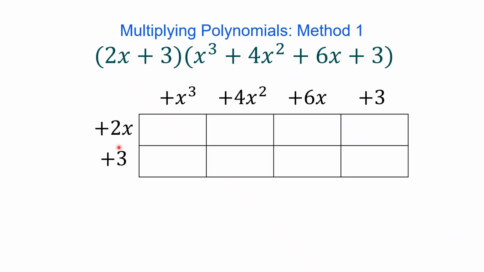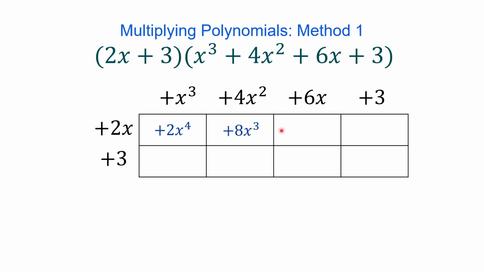So let's begin. In this box, I'm going to multiply positive 2x and an x to the third. When I multiply those two, I'm going to get 2x to the fourth. Okay, we move to the next box. This is going to be 2x times 4x squared, and I'm going to multiply the two numbers and get 8x to the third. Remember, we're multiplying, so we multiply the coefficients and we add the exponents.